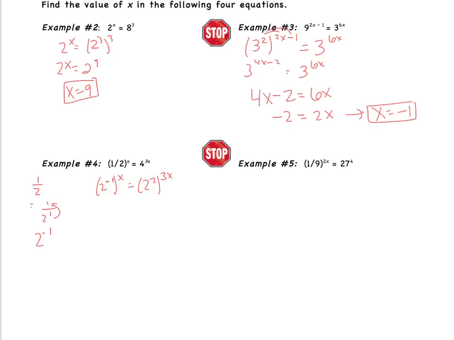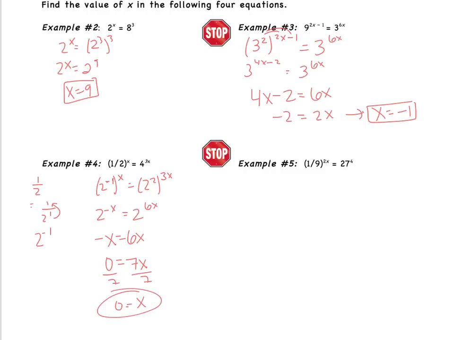So that's negative 1. Now distributing, I get 2 to the negative x equals 2 to the power of 6x. Now because my bases are the same, I can set the exponents equal. So I get negative x equals 6x. Adding x, I get 0 equals 7x. Okay, this is not no solution. I think a lot of us at this point are like, oh, okay, no solution. No, that's not true. Divide by 7, and I get x equals 0.